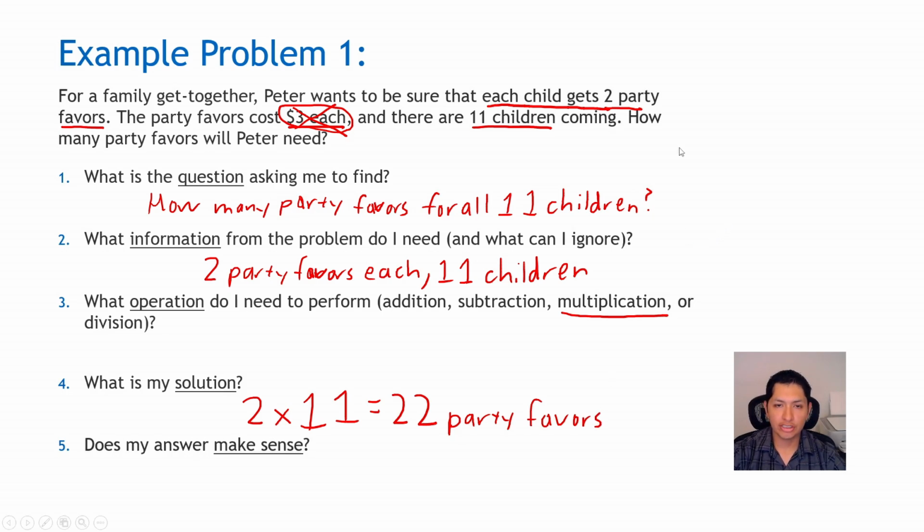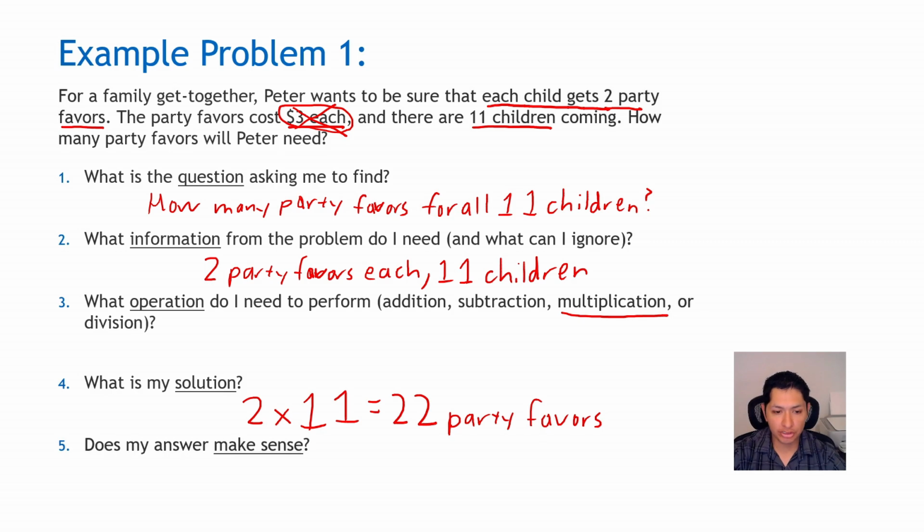And number five is where I take a small step back and say, does 22 party favors make sense? There will be quite a number of party favors. There should be more party favors than there are children coming if each child is getting more than one. If each child was only getting one party favor, then there would only be 11 party favors, right? Each child gets one. But every child gets two. So it would be twice the amount of party favors than if each child got one, which is 22.